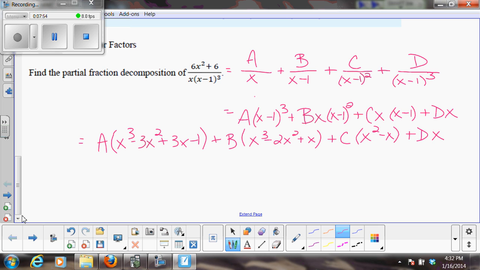Remember, I am reordering this, so all my cubes go together. One there, one there. So A plus B. Then my x squareds are next. Here's one with the negative 3A, a negative 2B, and a C.